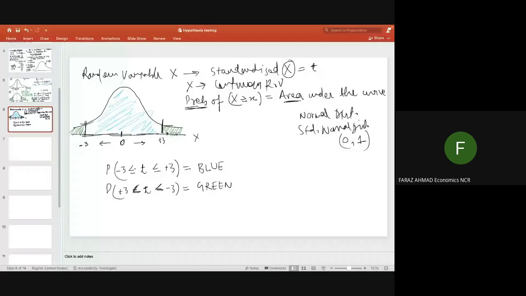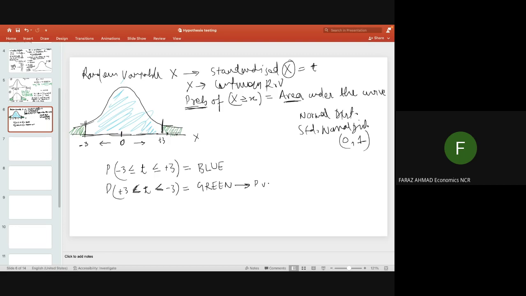So a value of t greater than -3 and less than +3 is in the blue area, and the probability of t taking a value which is greater than +3 or less than -3 is green. Right? So we call this green area the p-value.